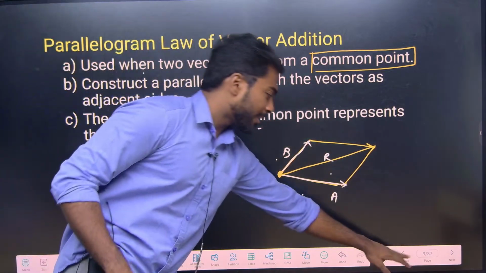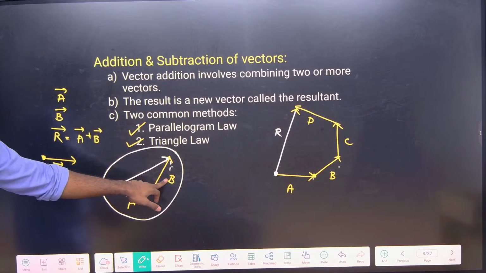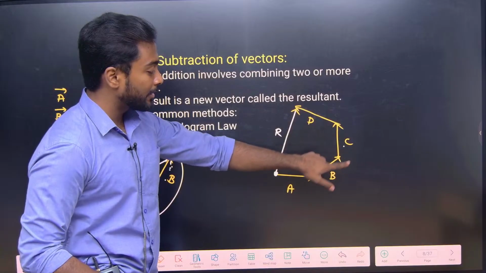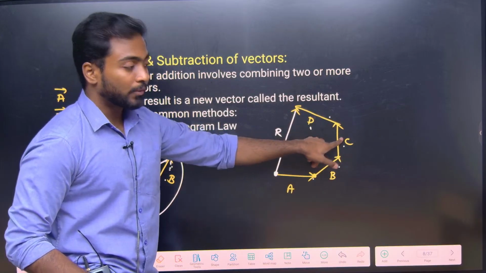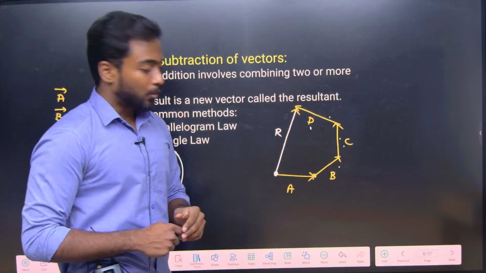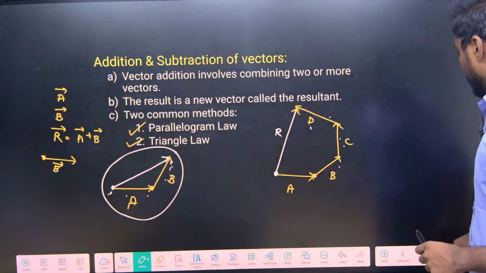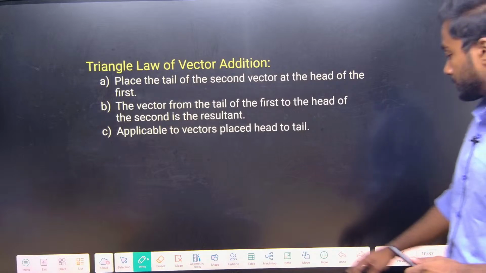Whereas for the triangle, I need to arrange in such a way that the tail of the second vector is at the head of the first vector, similarly the third vector at the head of the second vector, and the fourth vector's tail at the head of the third vector. It keeps on going for n number of vectors also. We will talk about that, the triangle law.